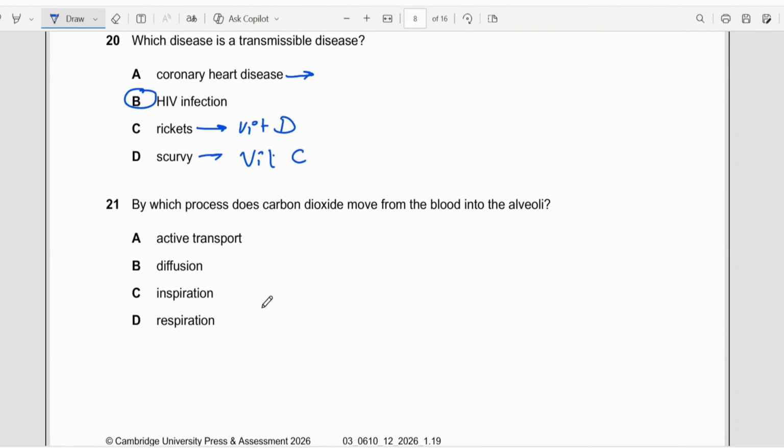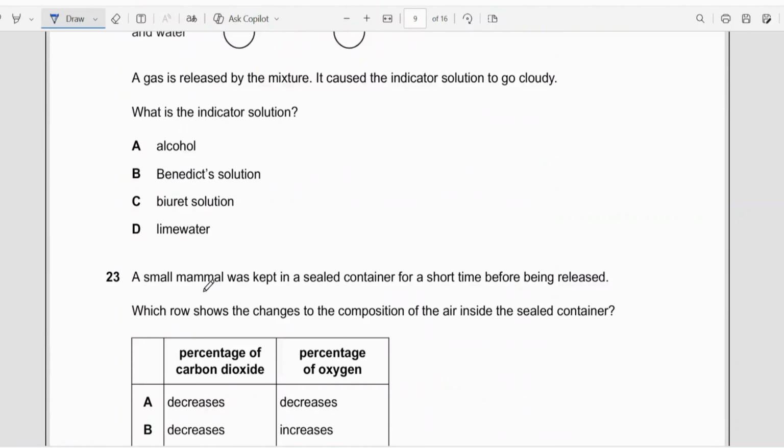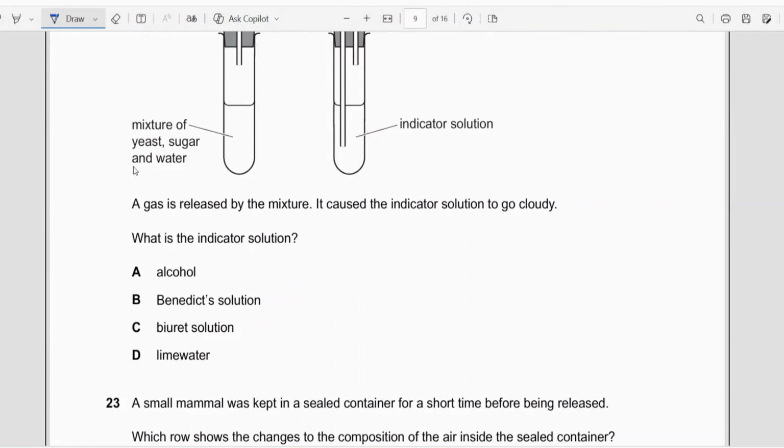Carbon dioxide moves from the blood into the alveoli. What movement is this? Diffusion. Gases always diffuse. Okay. Next one, an apparatus has yeast, sugar, and water. So what would be produced? Carbon dioxide and alcohol. So what indicator turns cloudy? Lime water.